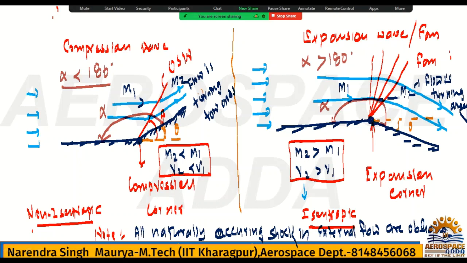Okay, so you understood what is the compression corner, what is the expansion corner, what is the compression wave, what is the expansion wave, why it is called compression wave, why it is called expansion wave, what is the condition for compression wave, what is the condition for expansion wave, and what is the Mach relation. Okay, rest all the thermodynamic properties will be changing, that we'll discuss later. All right, now I am sticking with the oblique shock. Expansion fan I will continue after the oblique shock.